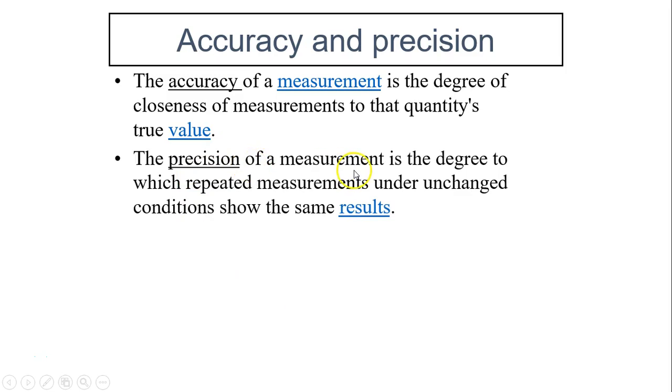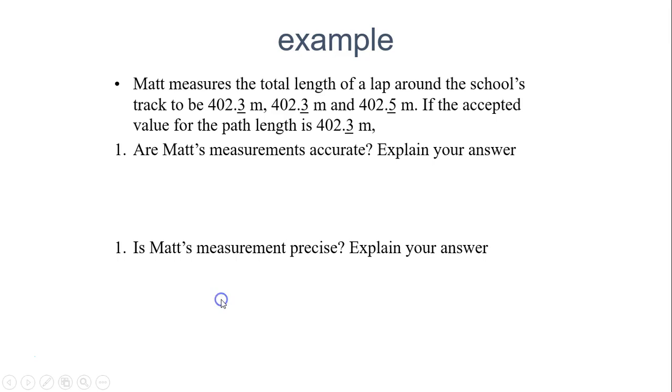Now, precision of a measurement is the degree to which repeated measurements under unchanged conditions show the same results. So you measure the table 3 times, for instance, and all 3 times you have a very, very similar value. Then your measurement is precise. To be accurate, your measured table length has to be very close to the true length of the table. Then your measurement is accurate.